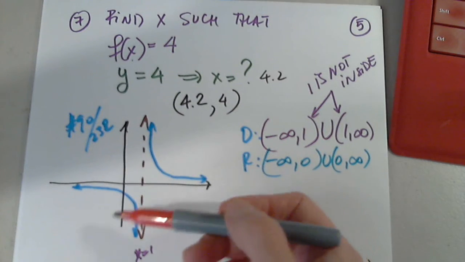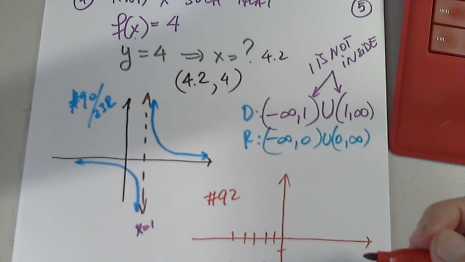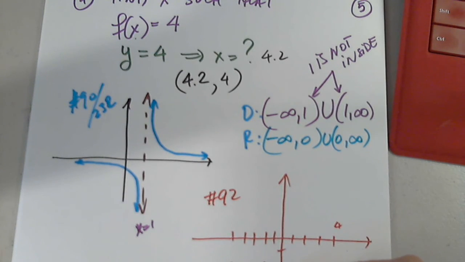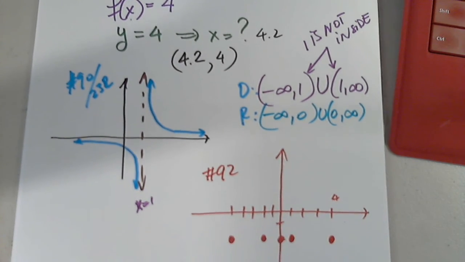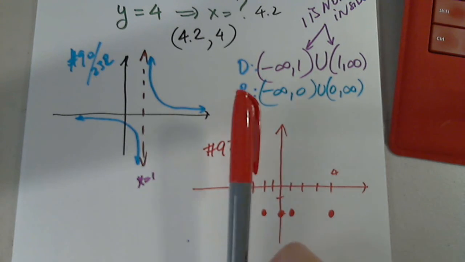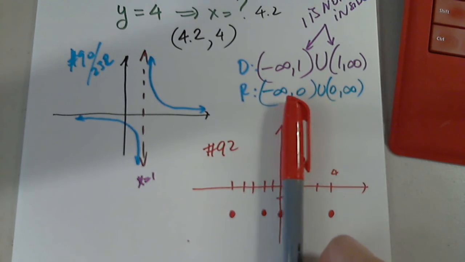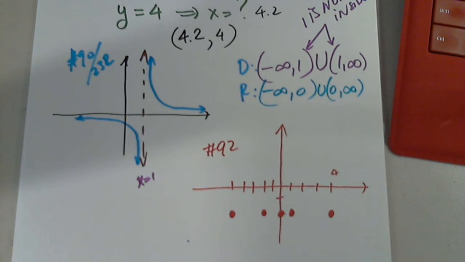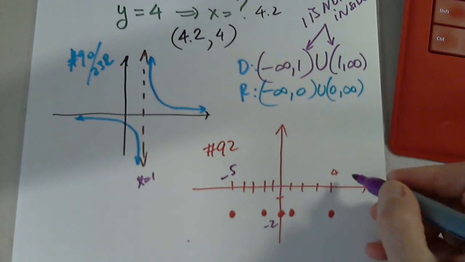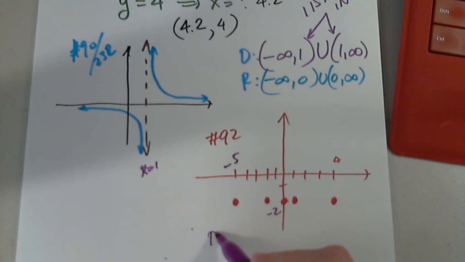Oh, I forgot to ask you, is this a function, by the way? Yes. By the vertical line test, it's a function. Okay, is this a function? Yes, by the vertical line test, it hits only 1 point. All I want now is to determine the domain and range.